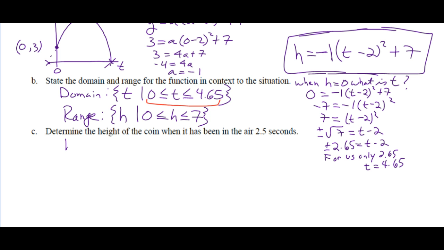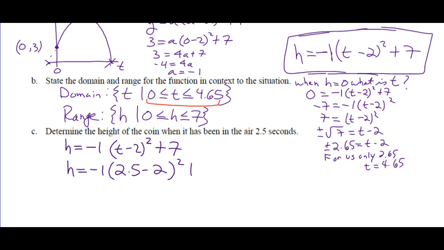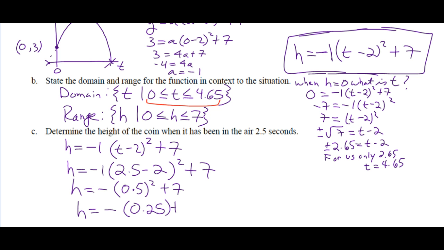We're going to do this. So h is equal to -1(t - 2)^2 + 7. h is equal to -1(2.5 - 2)^2 + 7. Okay, so formula, substituting in, I know the time is 2.5 seconds. I want to work out the height. h is equal to -1. 2.5 minus 2 is 0.5. 0.5 squared is 0.25. And let's pick that up. h is equal to 6.75.